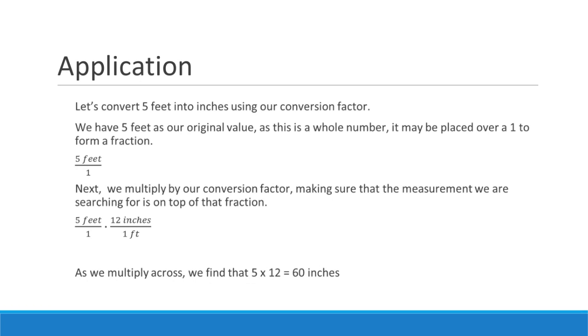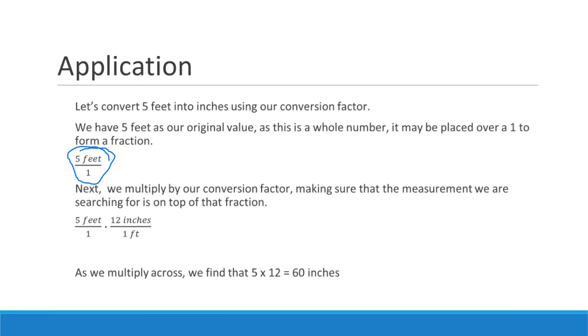So any whole number can be placed over a 1, right, to form a fraction. It's an improper fraction, excuse me. So if you have a whole number, you can place it over 1 automatically. So you'll see that I place pretty much all of these conversion factors over 1. So this is what we have, right? We have 5 feet. I want you to remember that word.